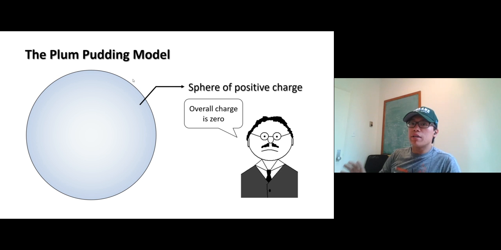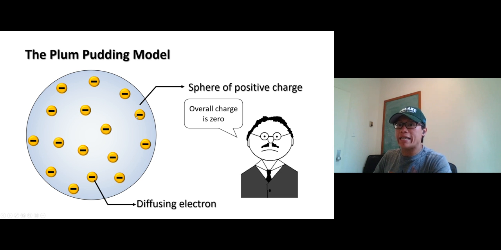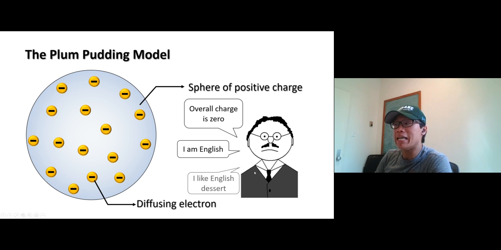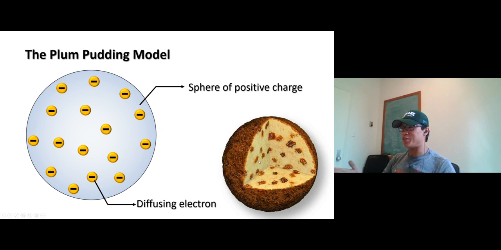The positive part is a sphere of positive charge, the whole thing, and the negative charges, the corpuscles, or what we call electrons, are floating inside, diffused. He tried to compare it to something he was familiar with, and he is an Englishman who likes dessert, so he came up with the plum pudding model. Here we go. That looks similar, right?